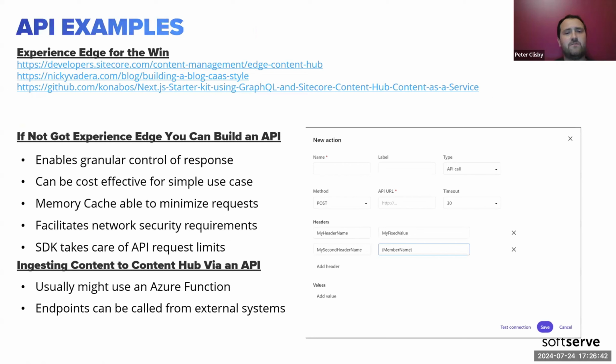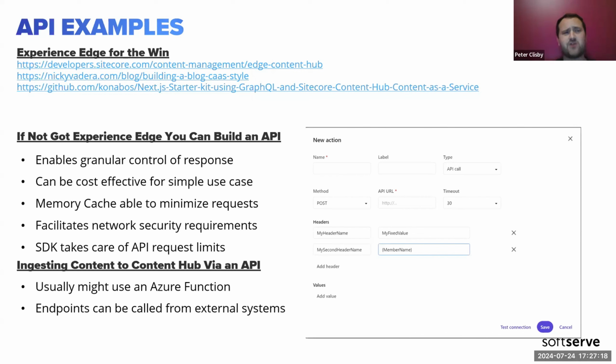Okay, so moving on to if you wanted to build an API for Content Hub. Something I've often seen with clients is that the right solution might be to use Experience Edge, but often if clients haven't purchased that at the beginning when they bought Content Hub, and they've got a requirement that needs content as a service from Content Hub, sometimes there's reluctance to make a purchase before showing that value.